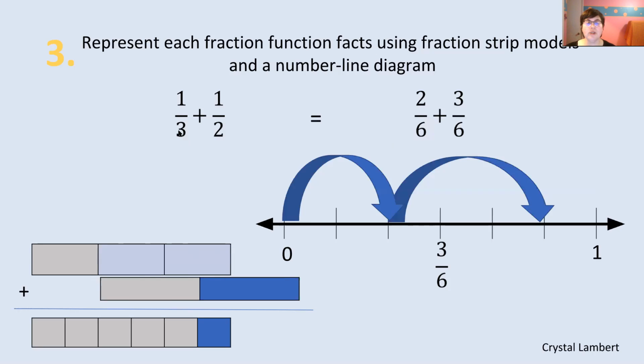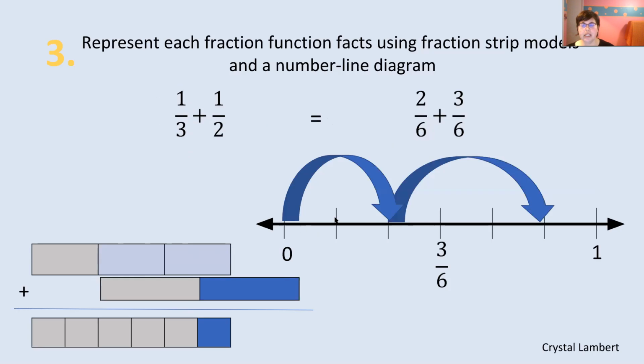Worst come to worst, multiply the 2 denominators together, and that will give you a common denominator, and then just make sure you make your fraction equivalent with the new denominator. So here we go. 1/3 plus 1/2 is equal to 2/6 plus 3/6.